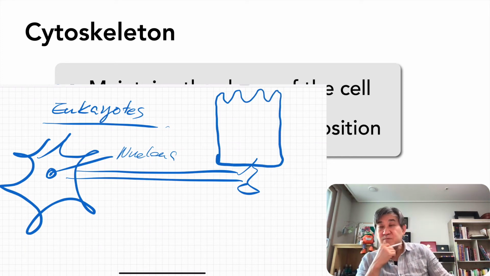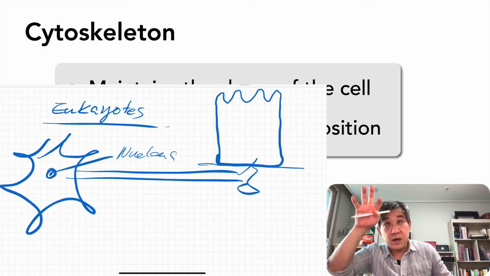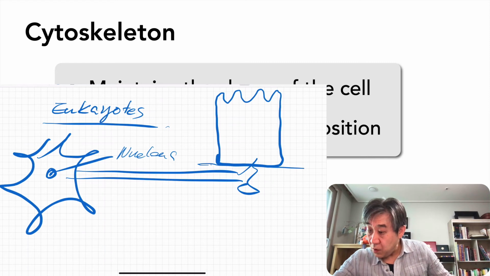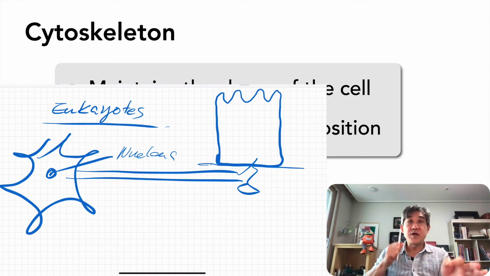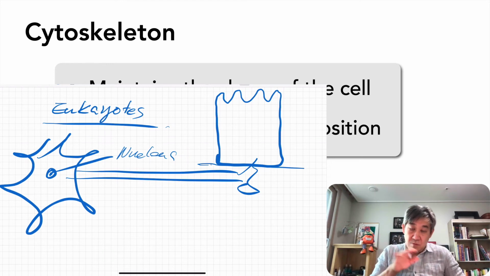I will always try to jokingly compare this epithelial cell to a Bart Simpson-like cell. At the bottom it is flat. The other area is like a finger-like projection. These are all the result of different arrangement patterns of the cytoskeleton system. So it maintains the shape. Another important function is organelle positioning.